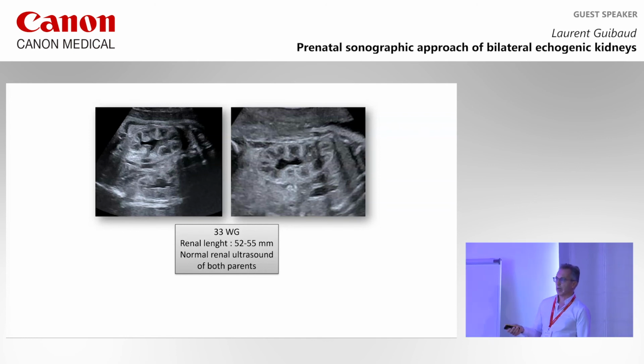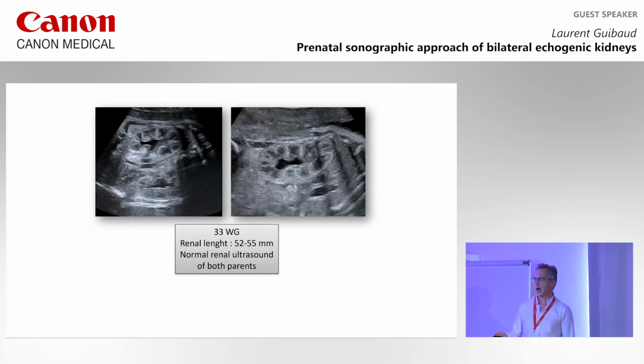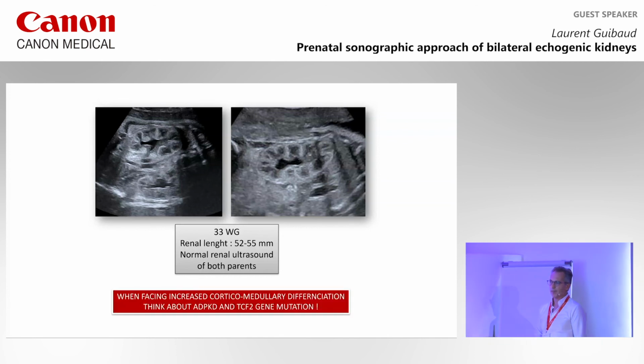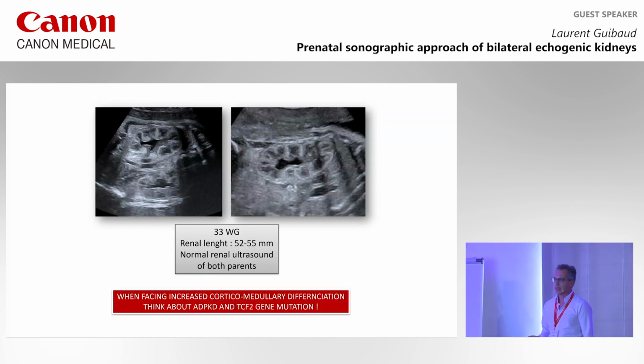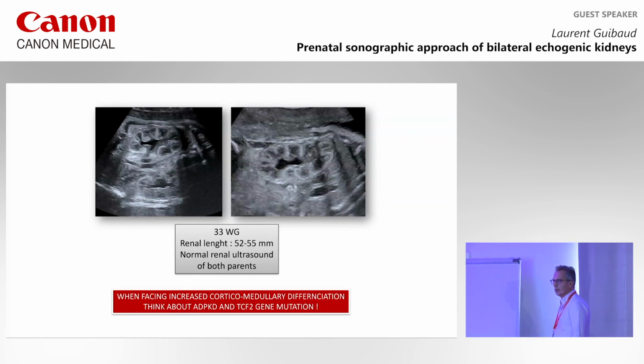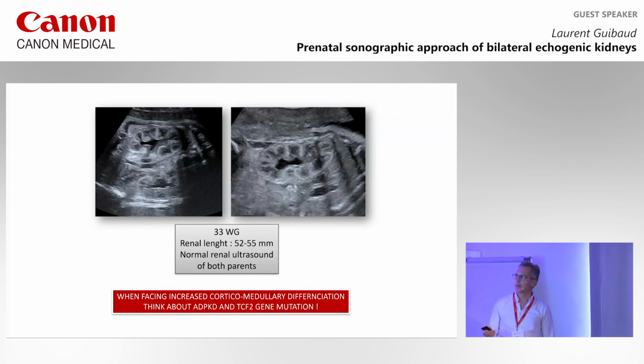And this is in the case where both parents have a normal ultrasound. You know that in 50% it's possible. But if you think about ADPKD, in 90% it's inherited from the parents. So when you see this, you are more confident with TCF2 mutation than ADPKD. So when facing increased CMD, think about ADPKD and TCF2 gene mutation and look at the kidneys of the parents.